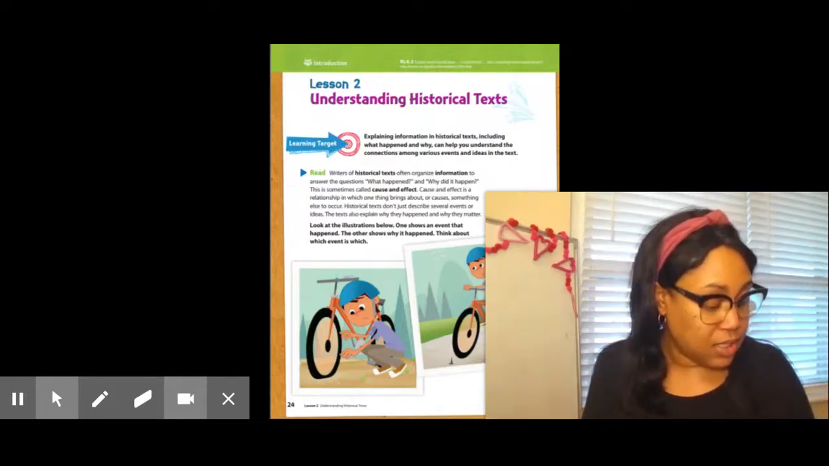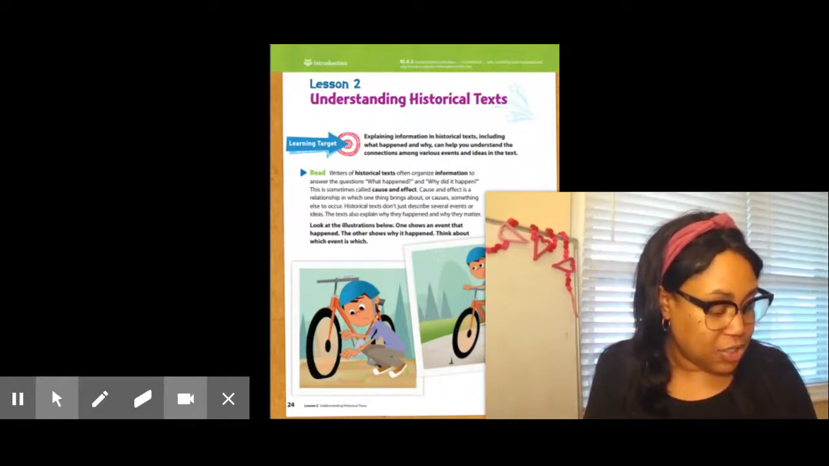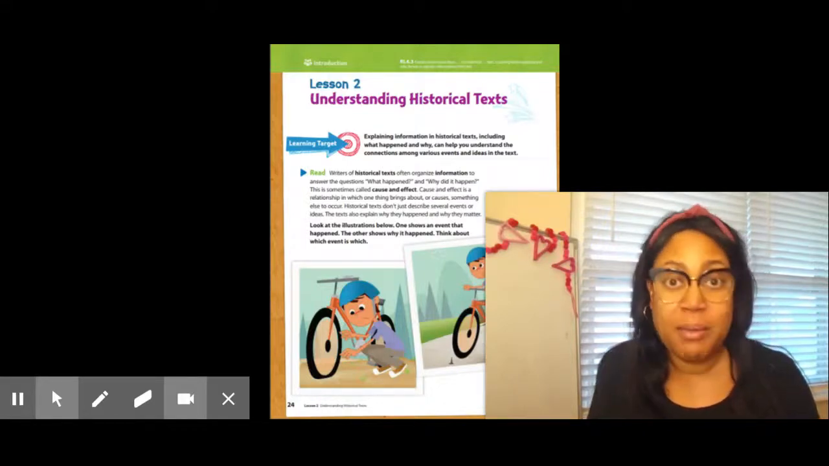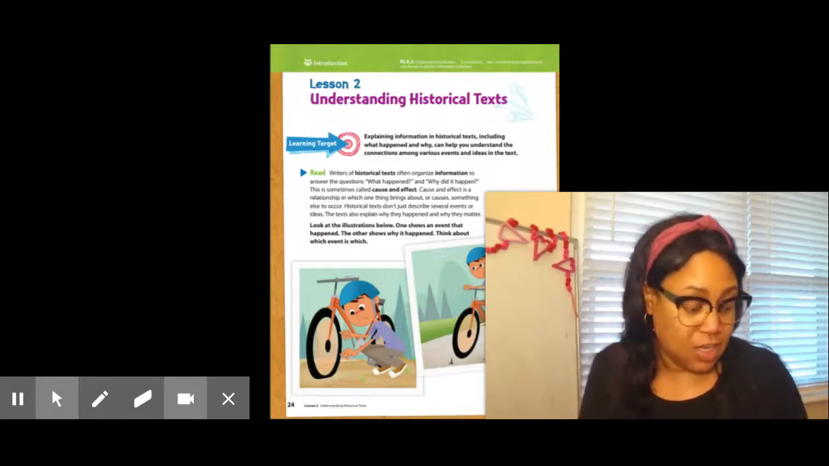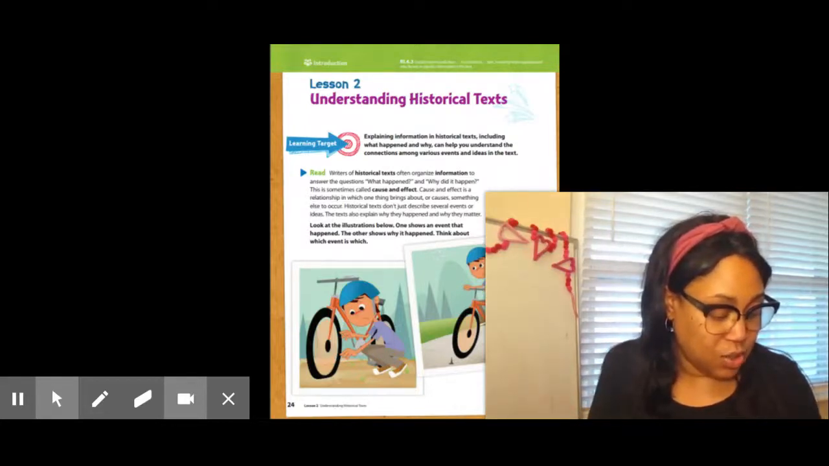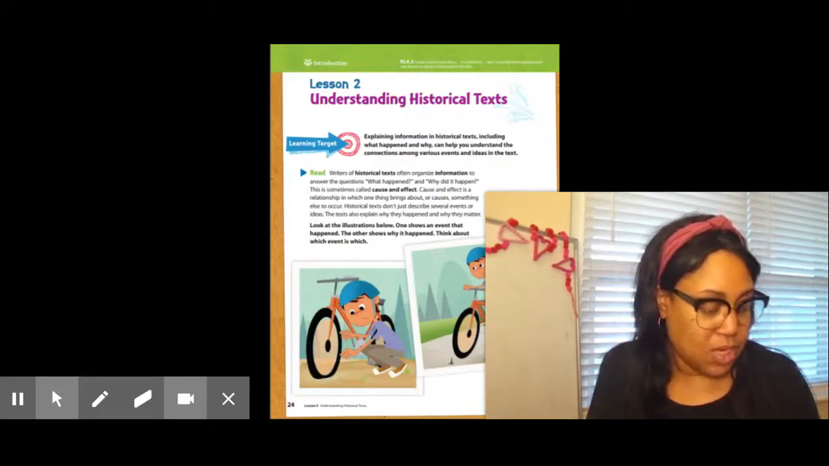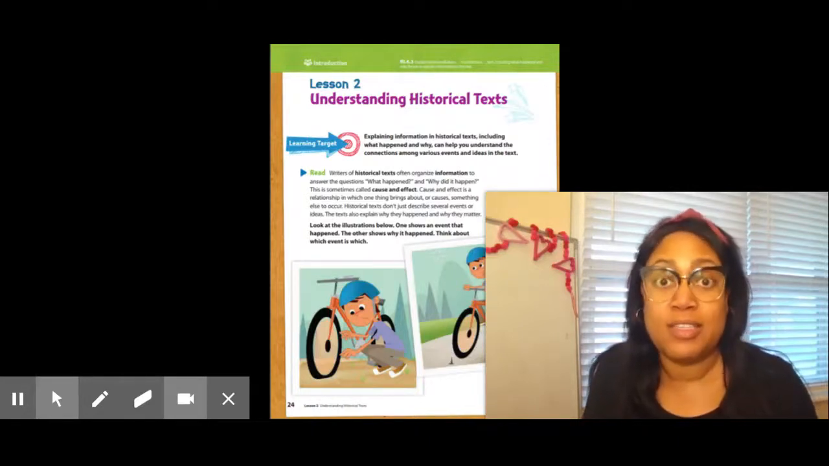So we're going to look at the illustrations that you see on page 24. And this shows an event that happened. One of the pictures shows what happened, the other shows what happened as a result of the event. So I want you to take a look at that and think about which event is which. Which of them shows what happened? Which of them shows the cause, or why that happened?